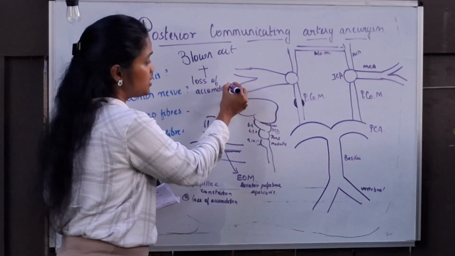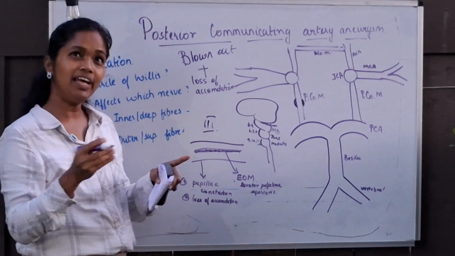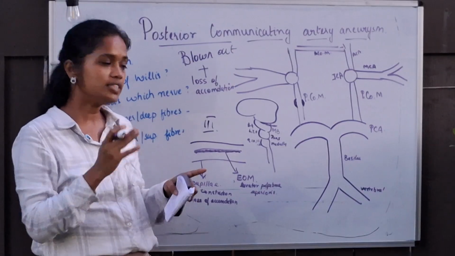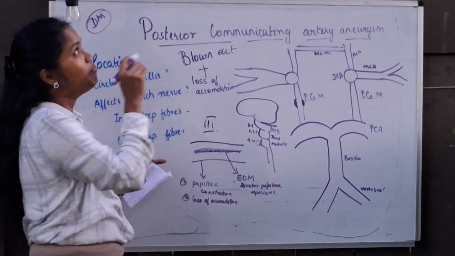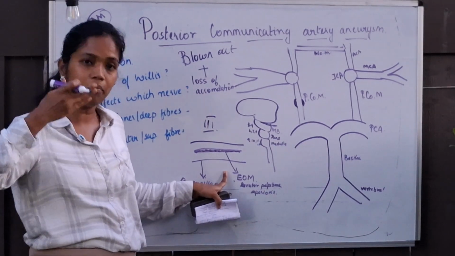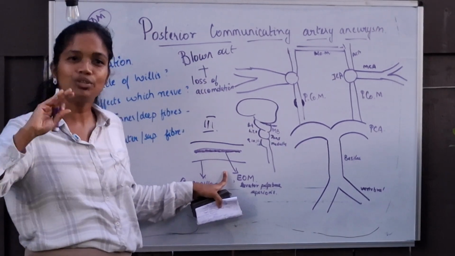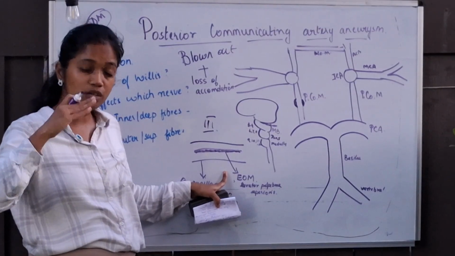But there are conditions where the deep fibers are affected. When are the deep fibers affected? Systemic diseases like diabetes mellitus will affect the deeper fibers. In such a case, the extraocular muscles as well as the levator palpebrae superioris will be affected. So they will present with impairment of eye movements and ptosis.